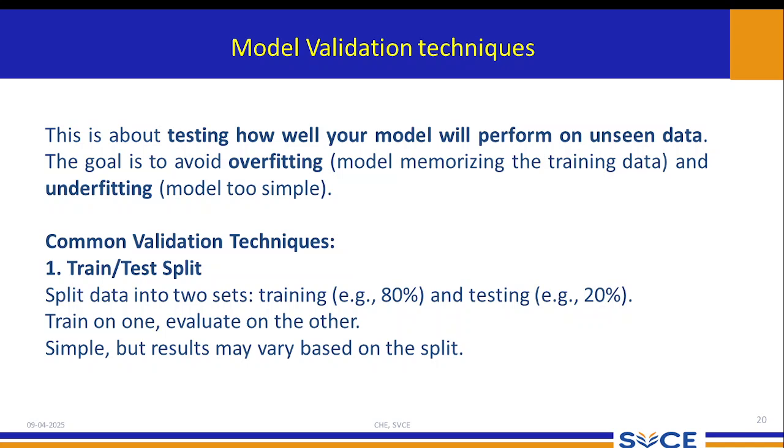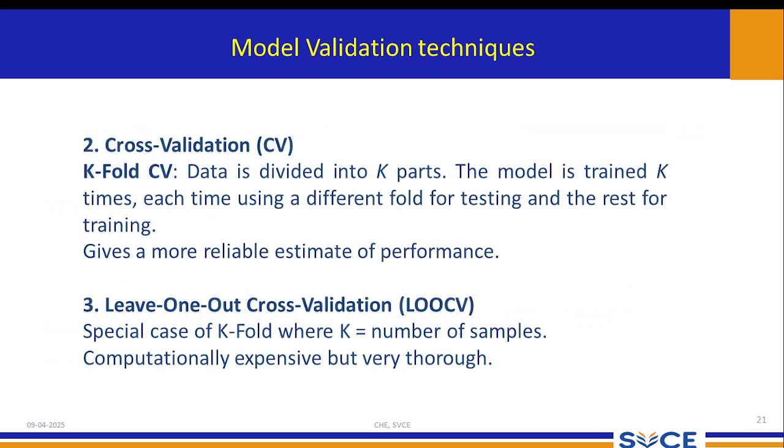Split the data into two sets, training, for example 80%, and testing 20%. This is a very common validation approach. So usually we will train on 80% of the available data and keep 20% for the testing. Train on one, evaluate on the other. Simple, but results may vary based on the split.